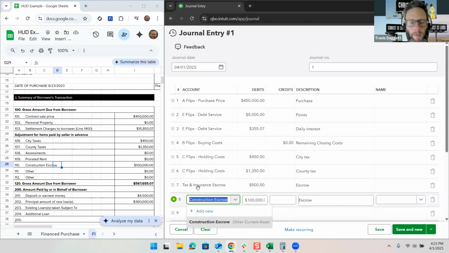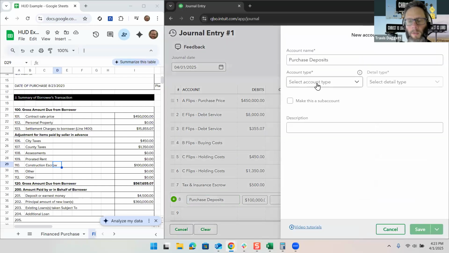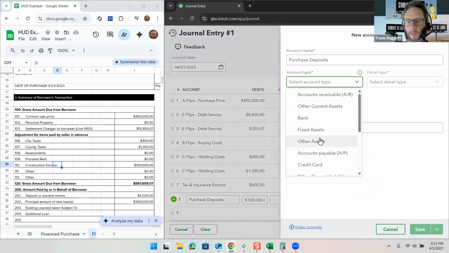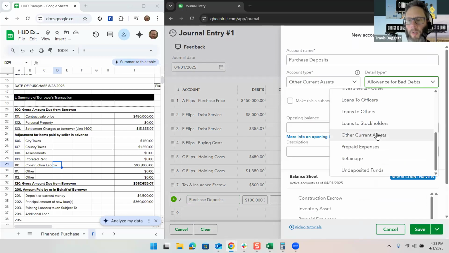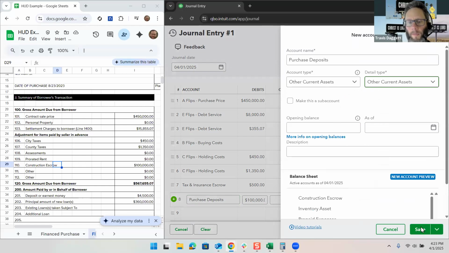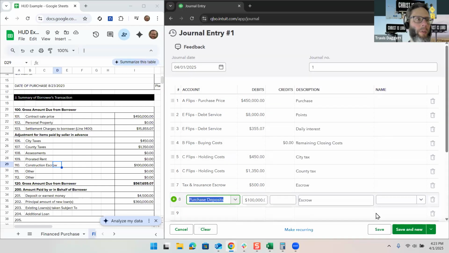And now we have our earnest money deposit. This transaction would have already been in the books when we paid that prior to closing. We're just booking what happens at closing. So there's our earnest money deposit there.